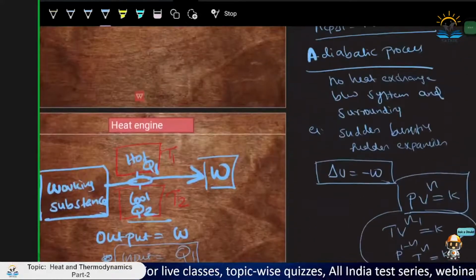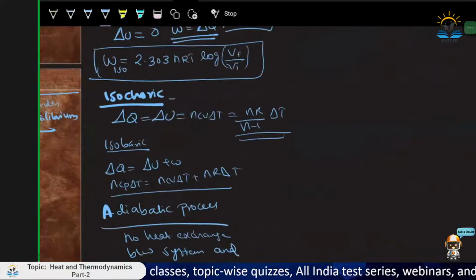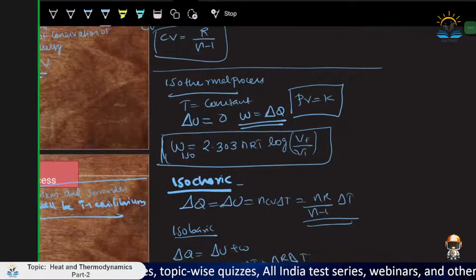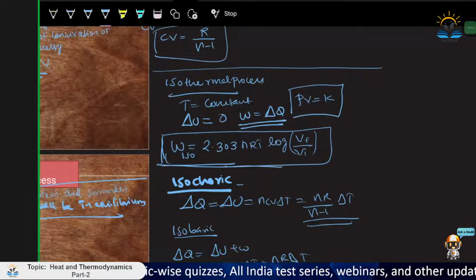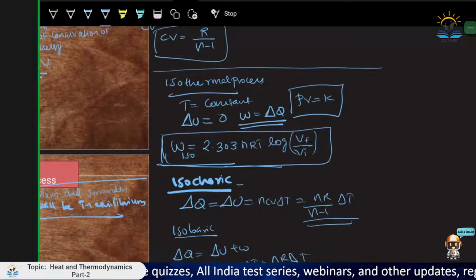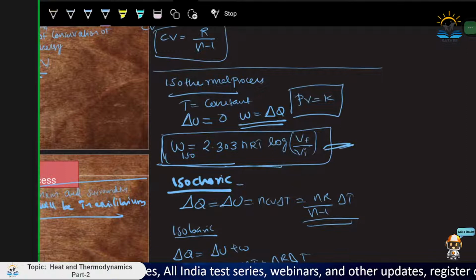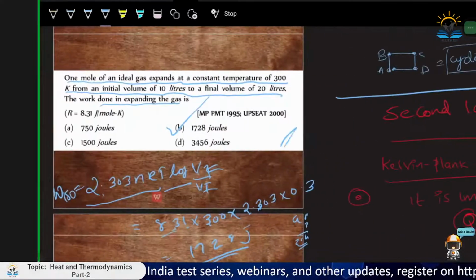Easy. What is the isothermal work done? Work isothermal is equal to 2.303 nRT log V final by V initial. We use this equation to solve this question.